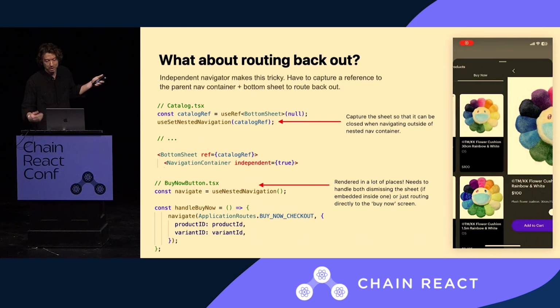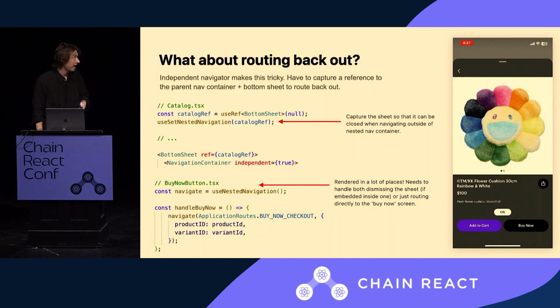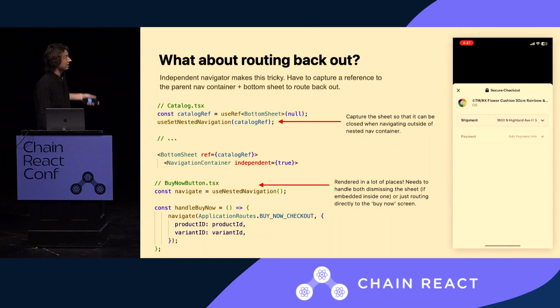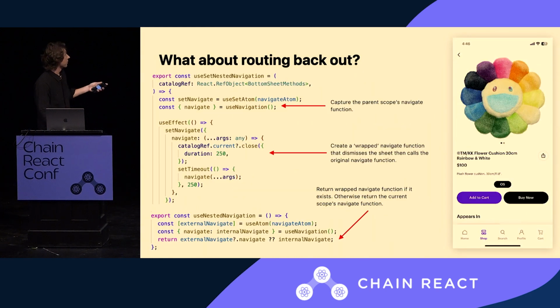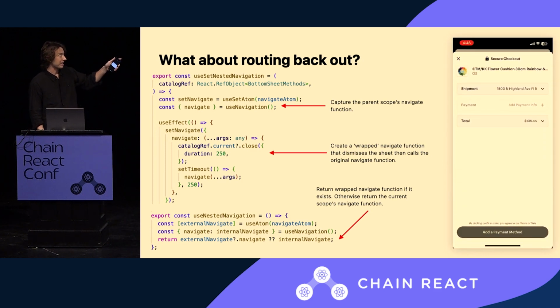So we made a custom hook called use nested navigation, and then something called use set nested navigation. Under the hood, what this stuff does is capture the parent scope's navigate call, and then capture a reference to the sheet, dismiss it, and then call navigate to take you to the right screen in that parent navigation container.